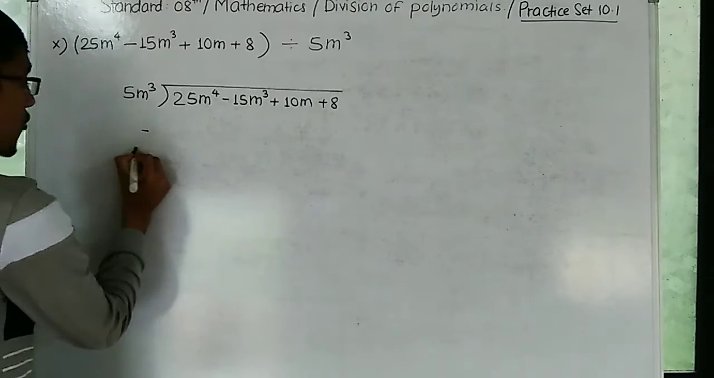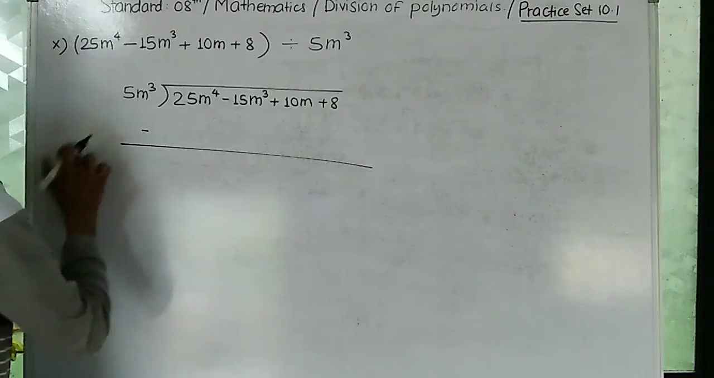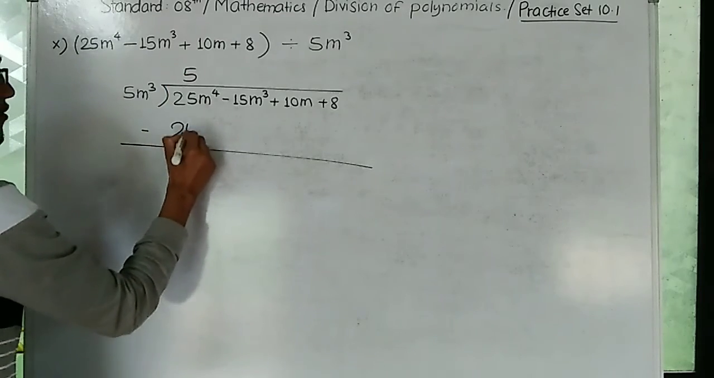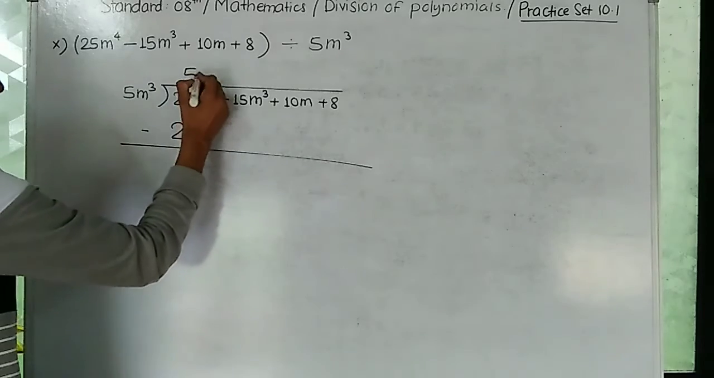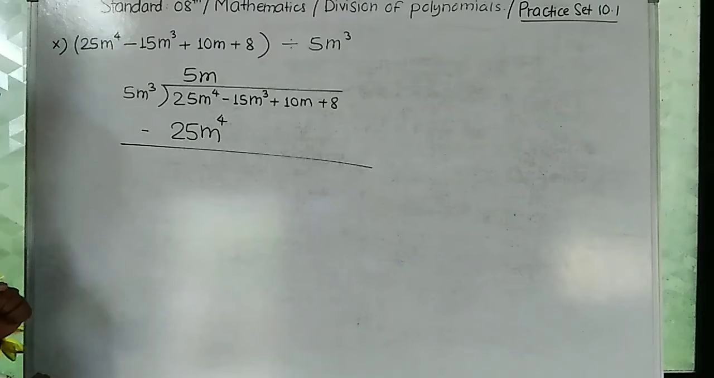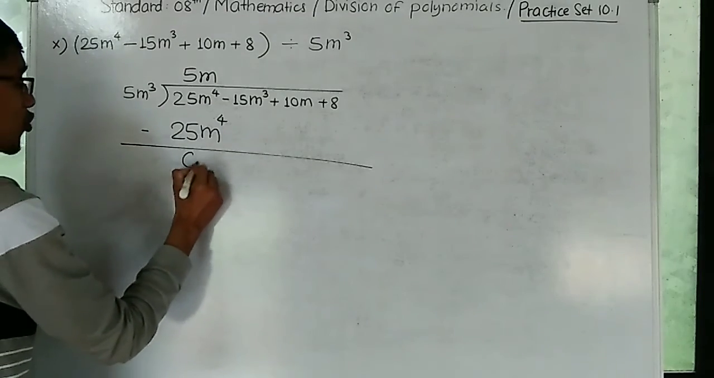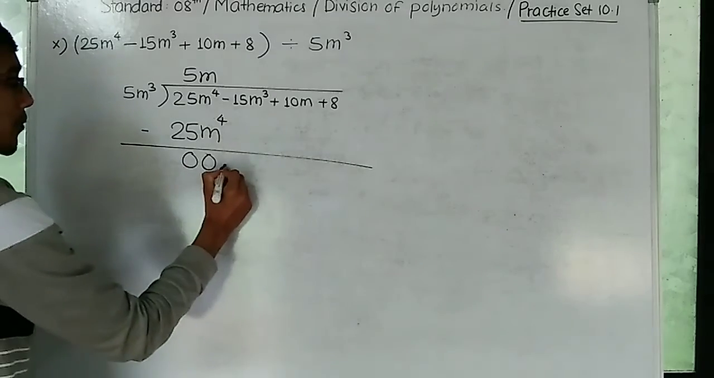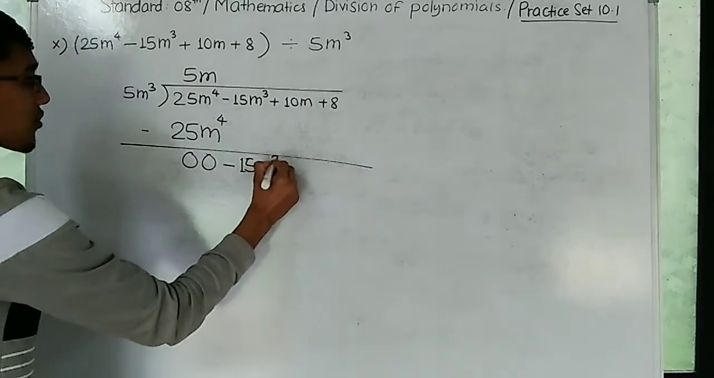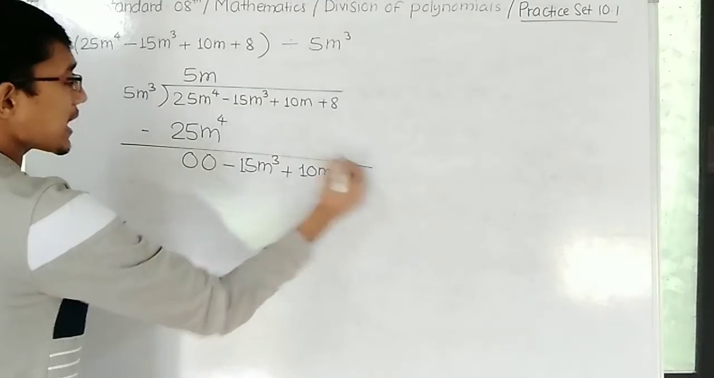Okay, now first term, I want here 25m raised to 4. Okay, so we know 5 5s are 25. Okay, and m raised to 3 into m will give me m raised to 4. Okay, so 25m raised to 4 minus 25m raised to 4 will give me 0. Okay, minus 15m raised to 3 plus 10m plus 8.